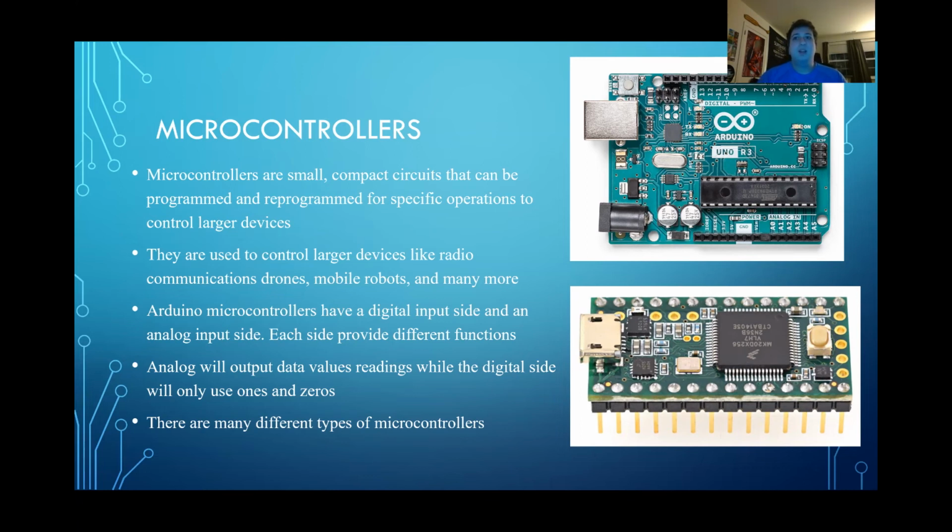The digital side you can use for something like the flame detector. It's a 1 if there's a fire, or 0 if there's no fire. So each one has its different functions and uses. There's also a whole lot of different types of microcontrollers, all used for different projects. These two are the classic ones. The one on the top is a basic Arduino microcontroller you can get in any Arduino kit. And the one on the bottom is a Teensy, which I use for my project in my class.